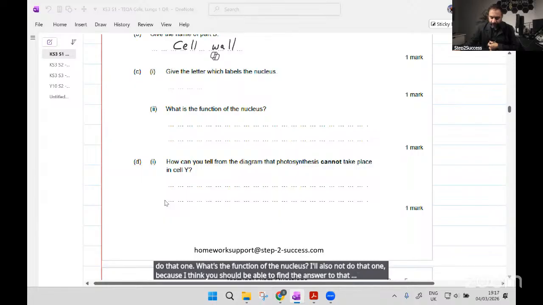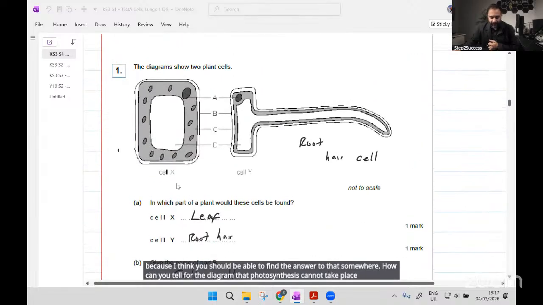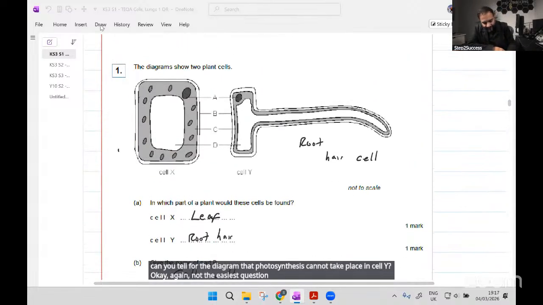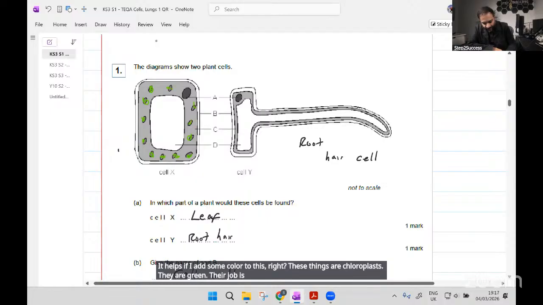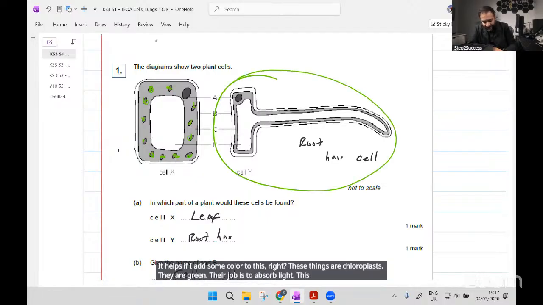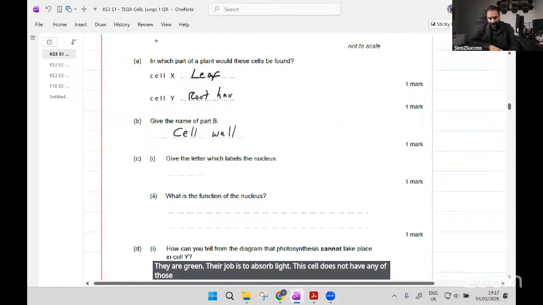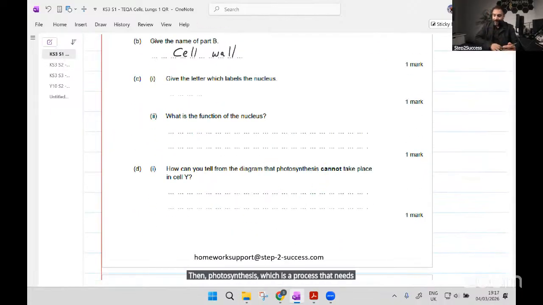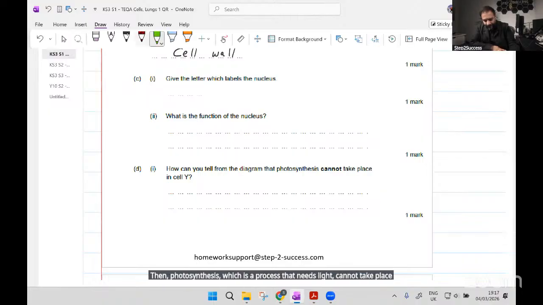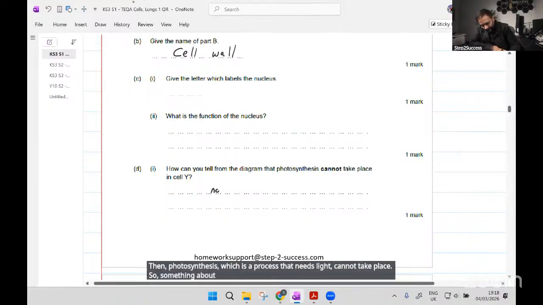How can you tell from the diagram that photosynthesis cannot take place in cell Y? Okay, again, not the easiest question, but it helps if I add some color to this, right? These things are chloroplasts. They are green. Their job is to absorb light. This cell does not have any of those. If it doesn't have any of those, then photosynthesis, which is a process that needs light, cannot take place. So something like cell Y does not have any chloroplasts should work as an answer to that question.